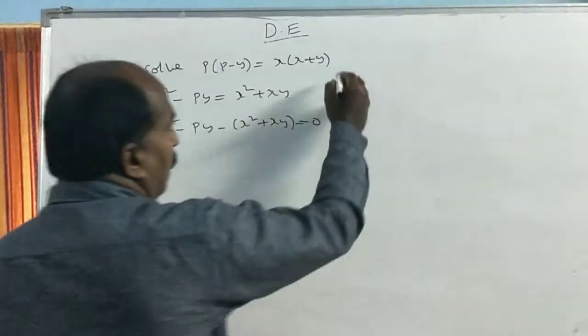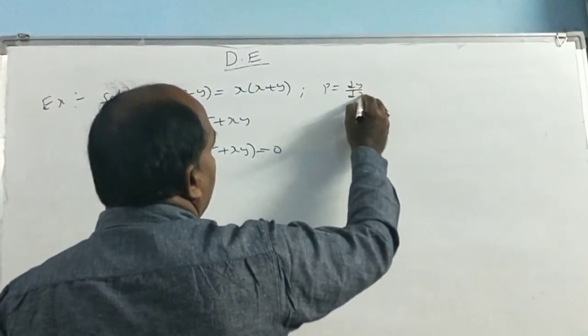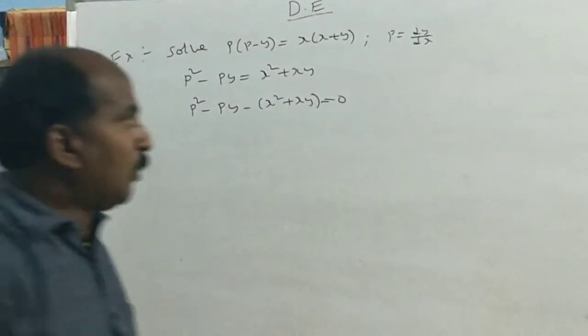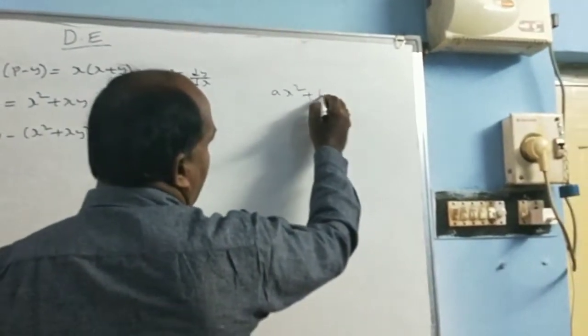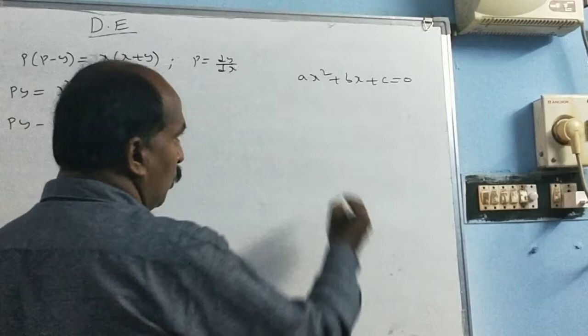We know that p equal to dy by dx. This is a quadratic equation in terms of p. We know that a quadratic equation ax square plus bx plus c equal to 0 has two roots.